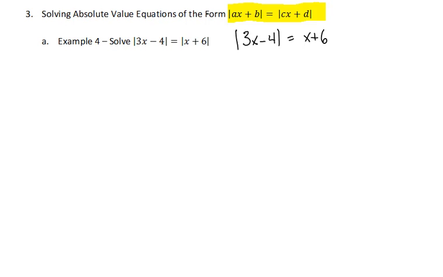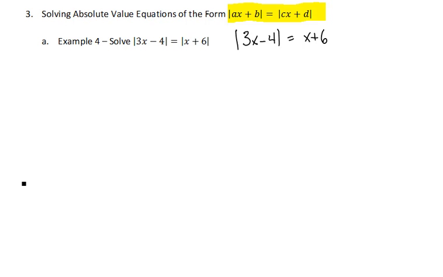I would just suggest that when you have absolute values equal to each other, then it is okay to take away one of the absolute value things. And we're just going to work from there.